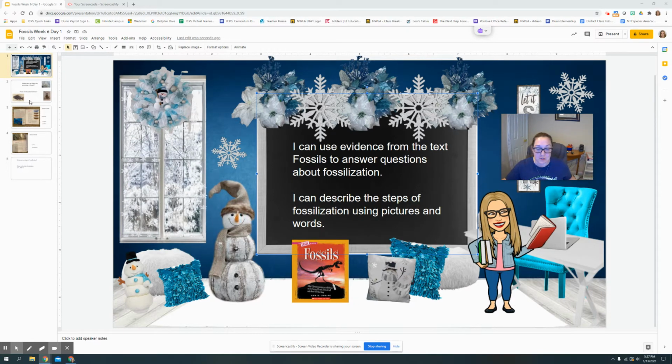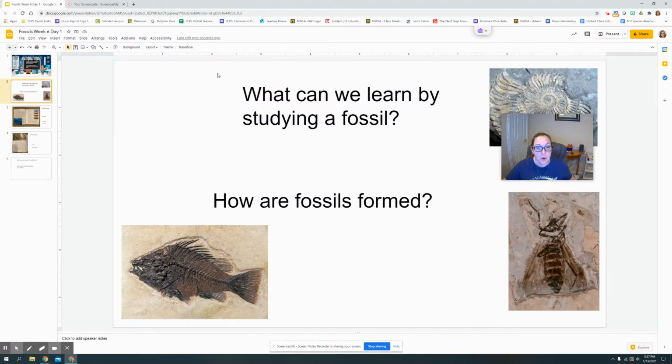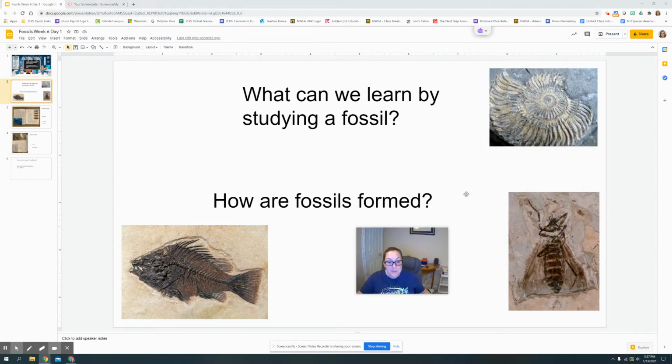We have two focus questions that we're working on. What can we learn by studying a fossil? And then, how are fossils formed? This is the question we're really going to be finding some answers to today as we continue to look at the steps for how a fossil is formed. Let's jump right back into our text.